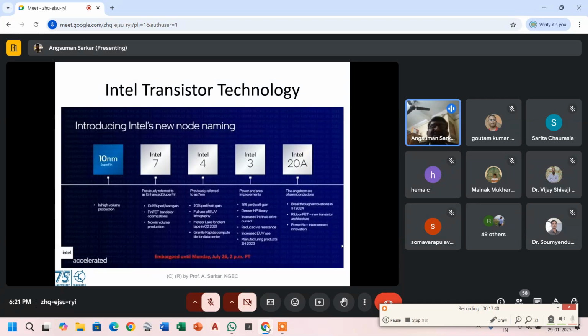So Intel transistor technology: see, 10 nanometer SuperFin technology, preliminarily they have used. Right now they are using it. From that, they have planned to use Intel 7 nanometer technology, FinFET technology already. Then 4 nanometer FinFET technology, and then finally 3 nanometer FinFET technology. And from that, they have planned to use ribbon FET with a power via concept for interconnection, obviously. That will be using 20 angstrom technology in future. So that is how Intel is going to change their nodes or technology.